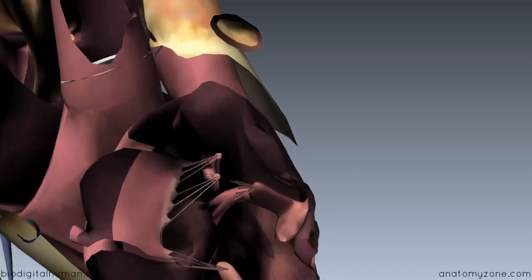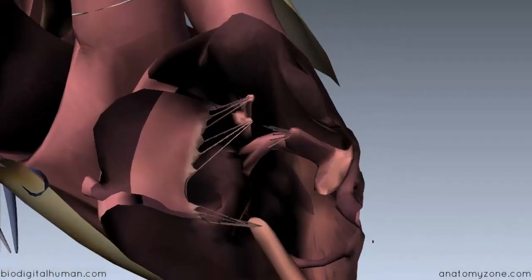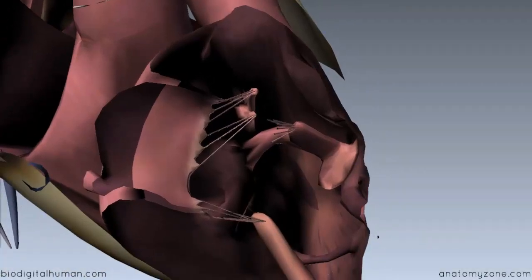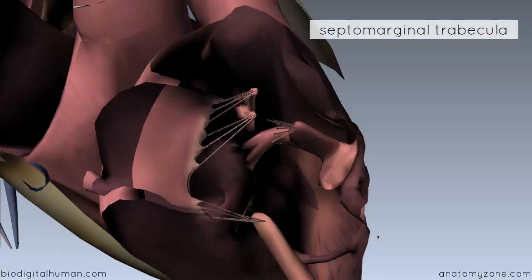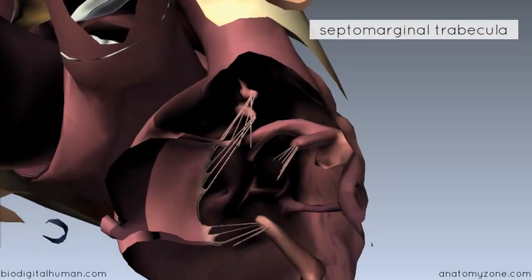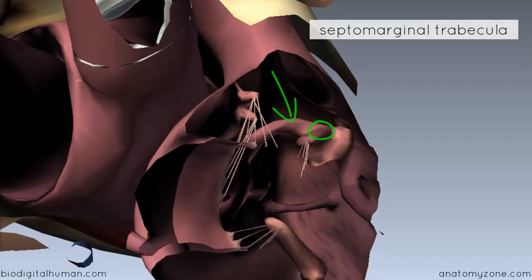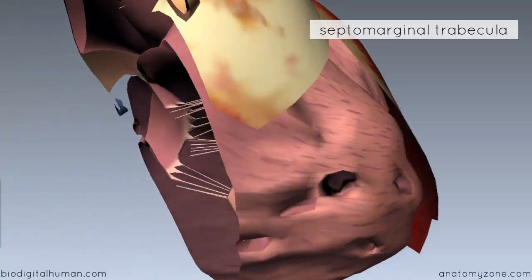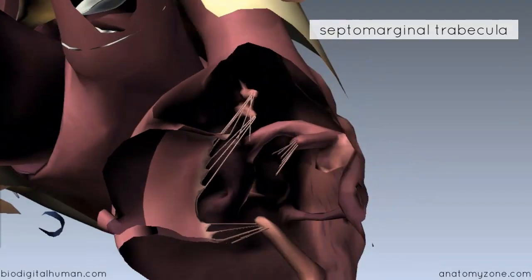And the last thing to mention is that coming off the interventricular septum, you've got this specialized trabeculum. This is called the septomarginal trabecula, and you can see it here. It comes off the septum and it actually attaches to the base of the anterior papillary muscle. This specialized structure is quite important because it actually carries some fibers of the conduction system of the heart. It carries the right bundle of the atrioventricular bundle to the anterior wall of the right ventricle. And this is called the septomarginal trabecula. It's attached at one end to the ventricular septum and at the other end to the base of the anterior papillary muscle.